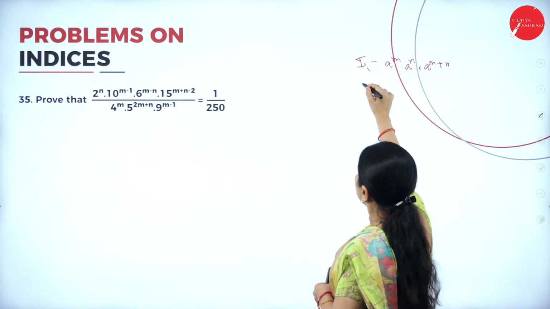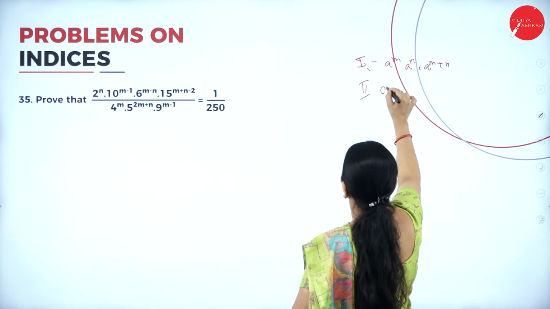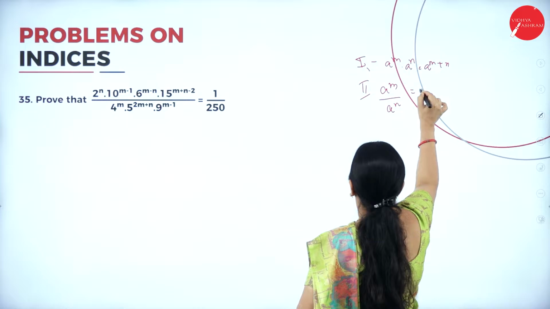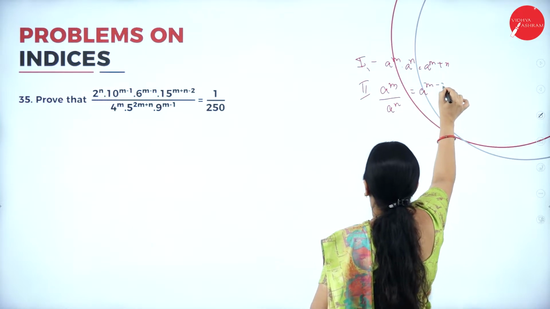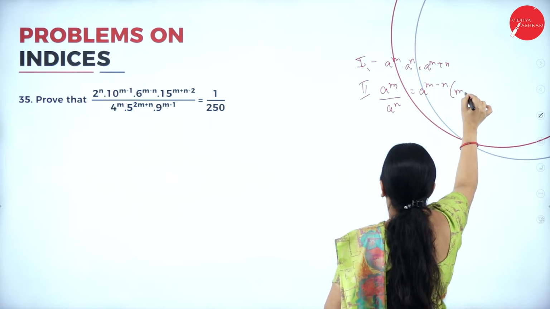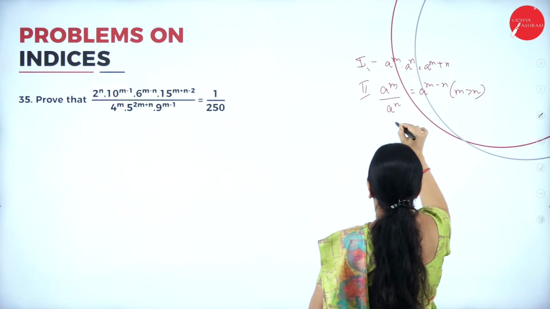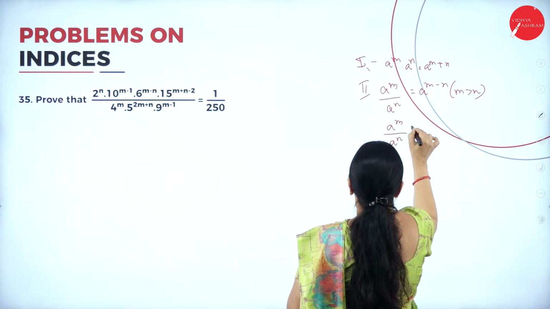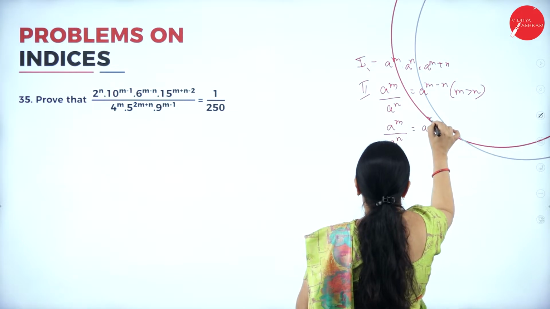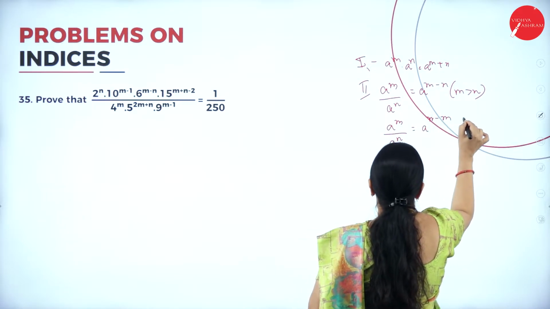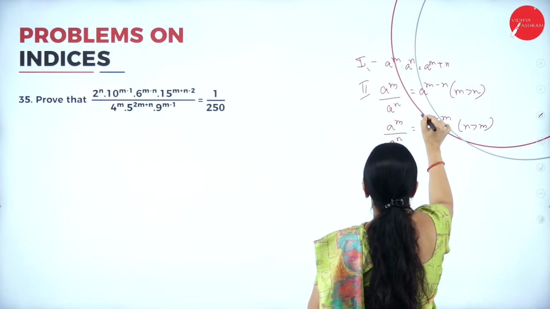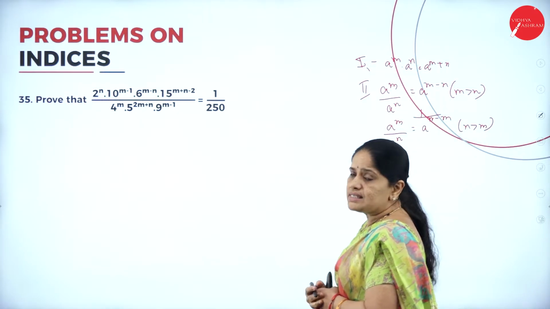Now, the second law, what does it tell us? A to the power of m by a to the power of n equals a to the power of m minus n when m is greater than n, or a to the power of m by a to the power of n equals a to the power of n minus m when n is greater than m. That is 1 by a to the power of n minus m.